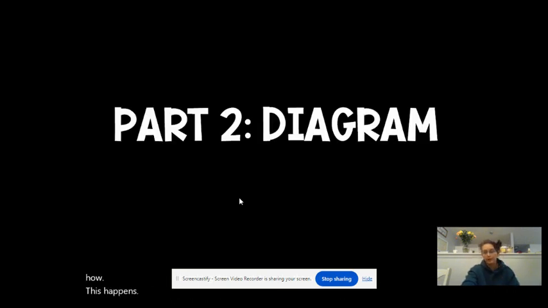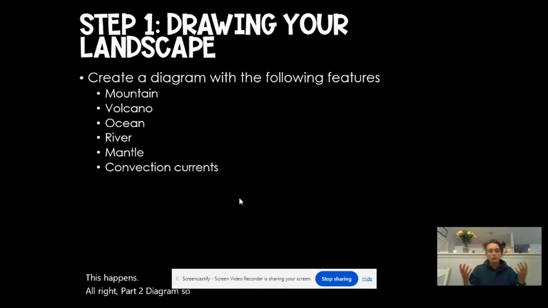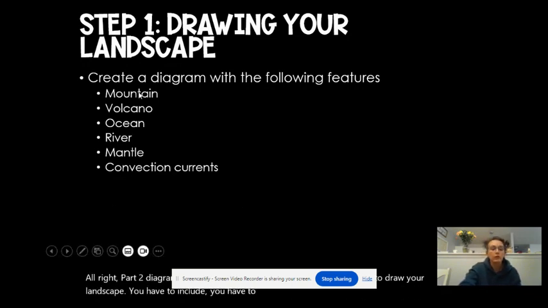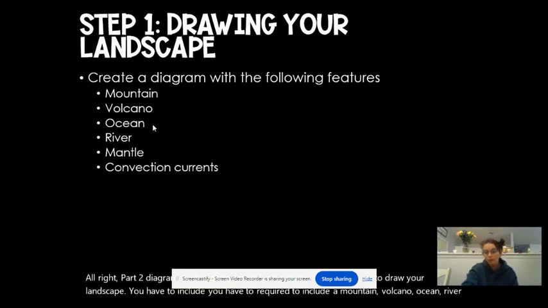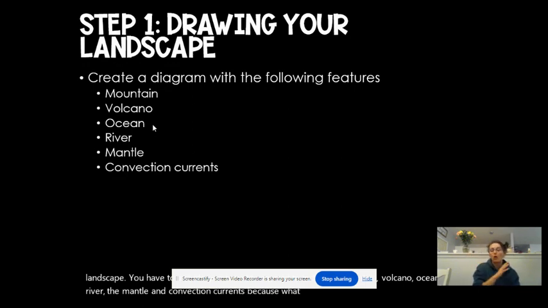All right, part 2, diagram. So first thing you're going to do is draw your landscape. You are required to include a mountain, volcano, ocean, river, the mantle, and convection currents. Because what is driving all of the processes of plate tectonics, not mid-ocean ridges, but seafloor spreading, all of that are the convection currents. They are a driving force in Earth's cycle of everything. Okay? So you have to draw those on your poster.